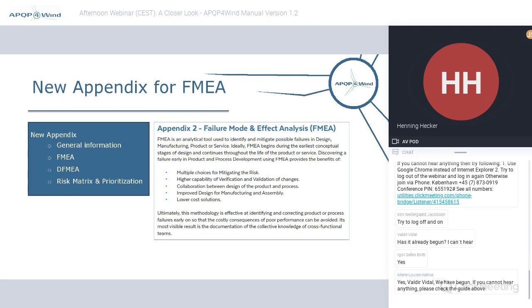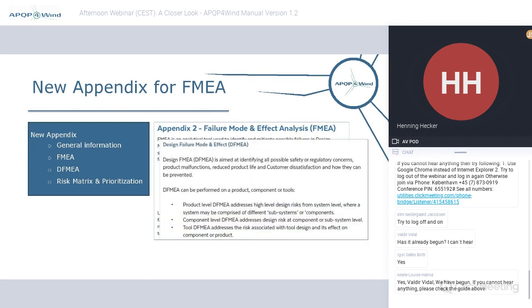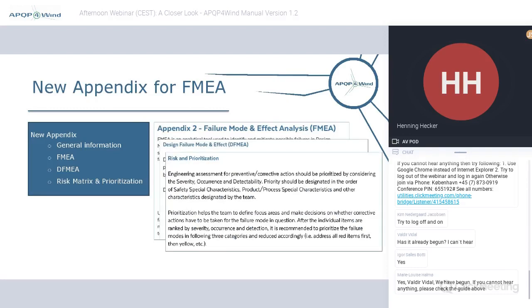First of all, now we have a completely new appendix for FMEA. Most of you might have seen that in the previous manual, we had an appendix for PFMEA alone. Now in the new version, we brought the complete FMEA into the appendix part. That will take you through general information guidelines related to FMEA, PFMEA, DFMEA, and also risk matrix and prioritization. So now this is going to be a part of the new manual.